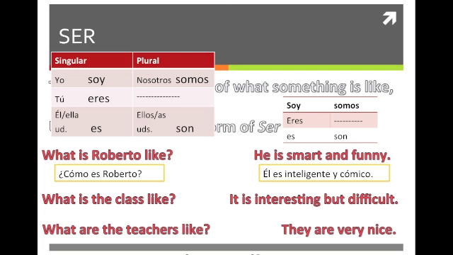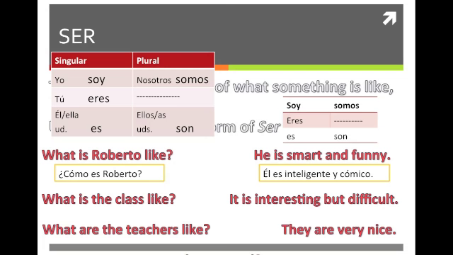Okay? So what is the class like? I want you to go ahead and write a sentence, write that question. Remember, you're going to use como and then a form of ser. And then over here, you're going to say, it is interesting but difficult. So whenever you say it is interesting, you want to repeat the word class. So you're going to say, the class is interesting but difficult. And the word for but is pero, P-E-R-O. All right, I'm not going to give you the answers to these.